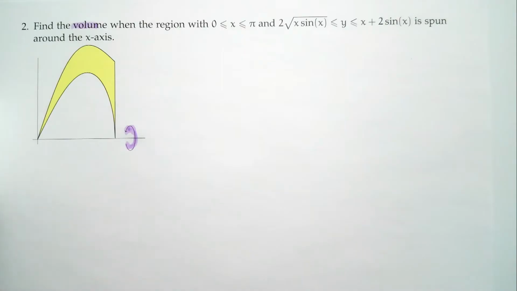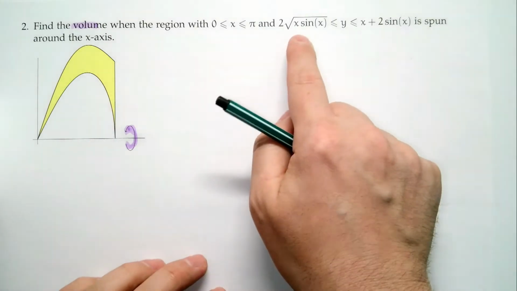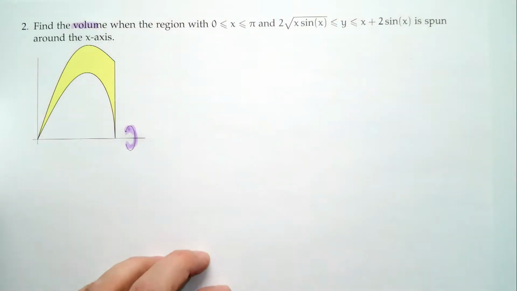So in this case, should we integrate with respect to x or with respect to y? We should integrate with respect to x because these functions are given to us as functions of x. And they're terrible to try to rewrite as functions of y. So we're not going to do that because we like ourselves. And we don't want to be miserable.